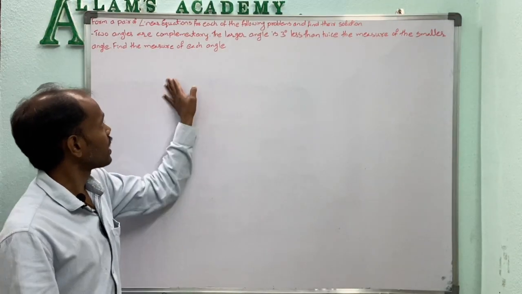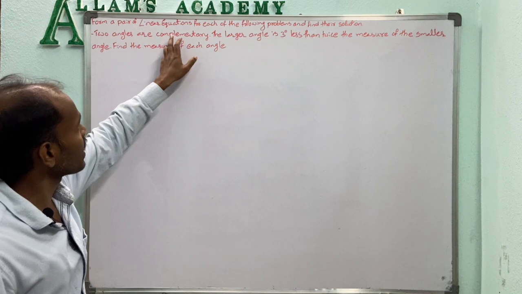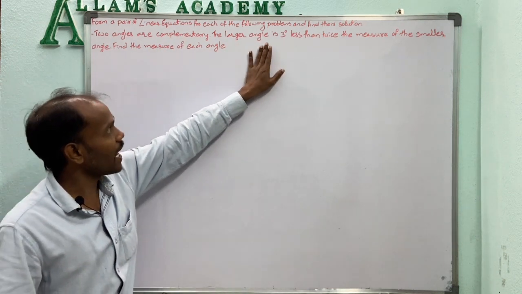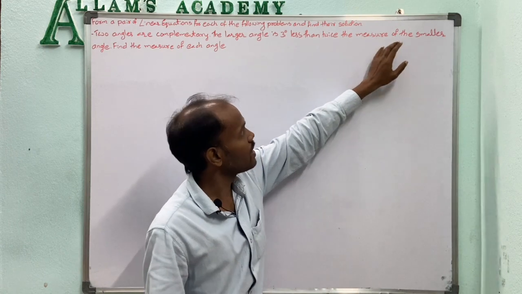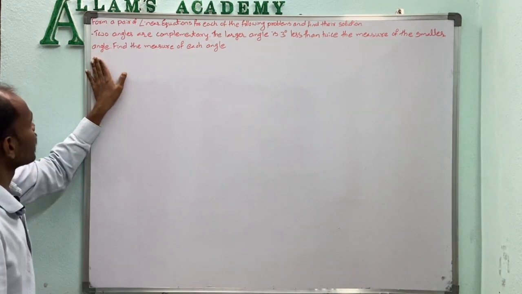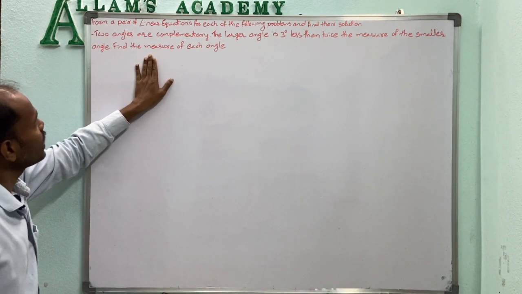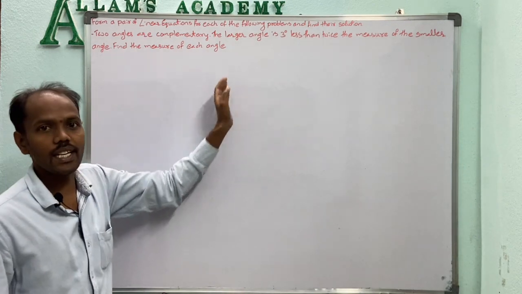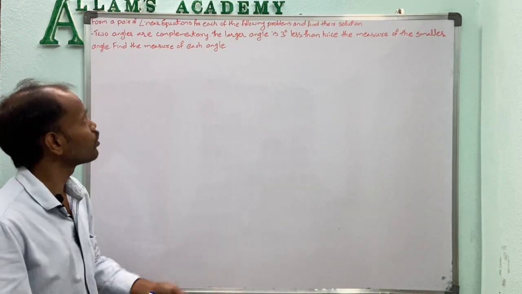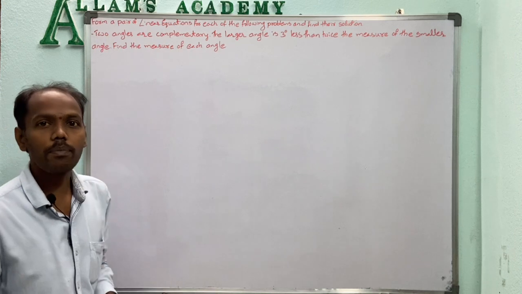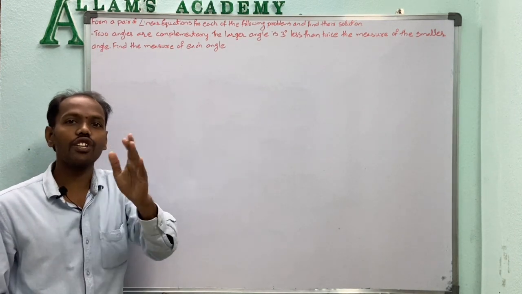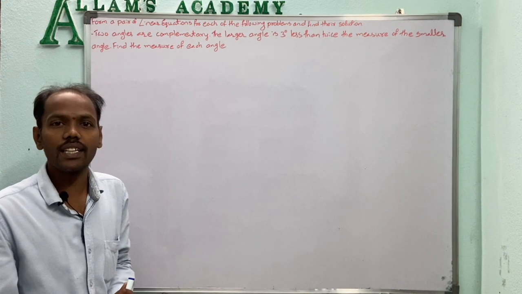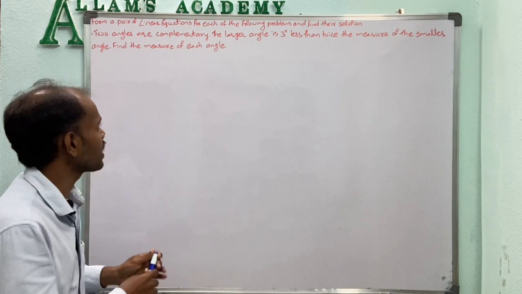Here is another problem given: two angles are complementary. The larger angle is 3 degrees less than twice the measure of the smaller angle. Find the measure of each angle. So here the two given angles are complementary. Complementary angles means the sum of the two angles is 90 degrees, then they are called complementary angles.